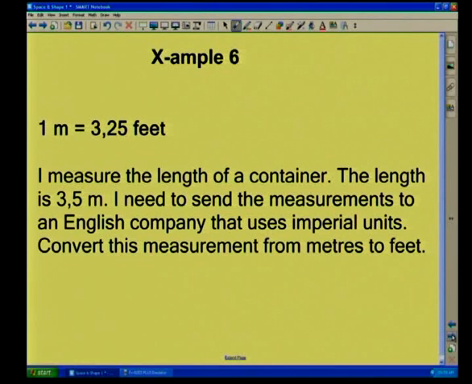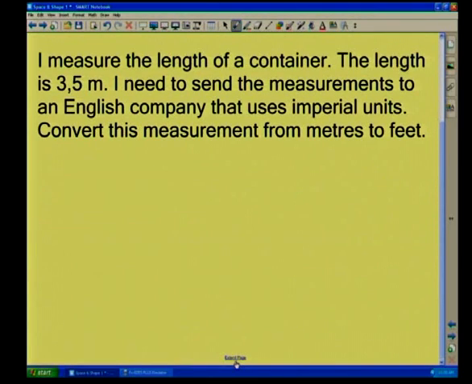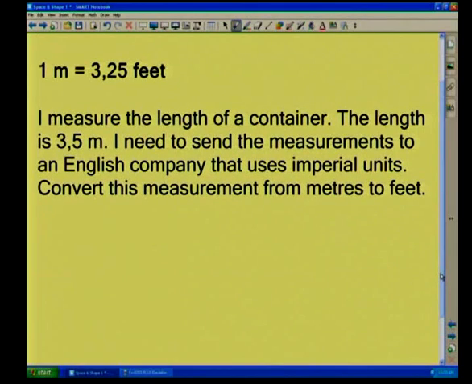Right, let's have a look at this one. 1 meter is equal to 3,25 feet. I measure the length of a container. The length is 3,5 meters, and I need to send the measurements to an English company that uses imperial units. Convert the measurement from meters to feet. Okay, let's make a bit of space for ourselves. Again, I'm going to write down the information that I know.